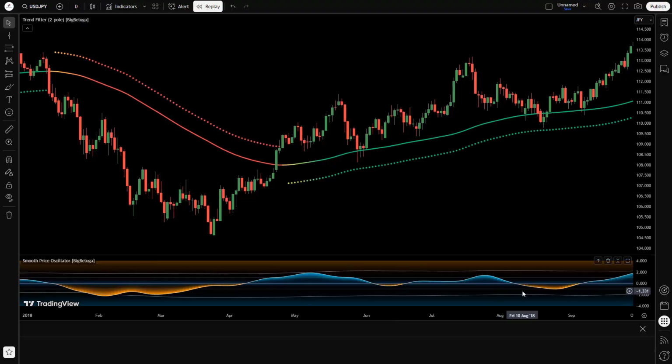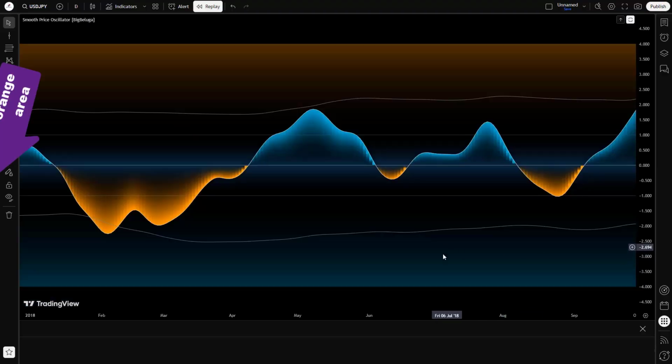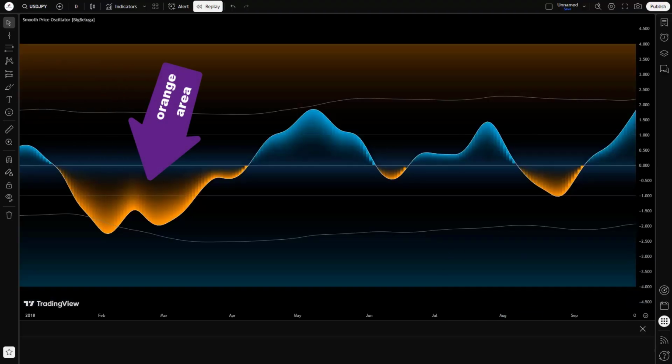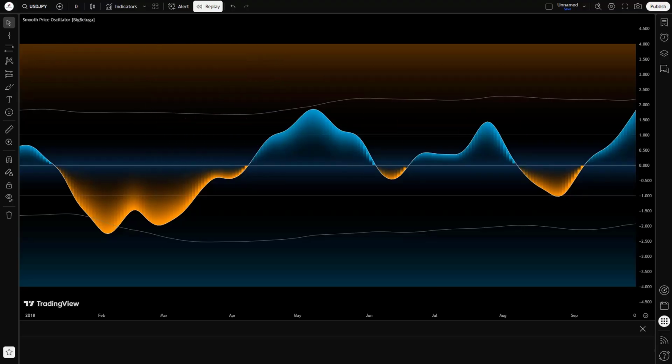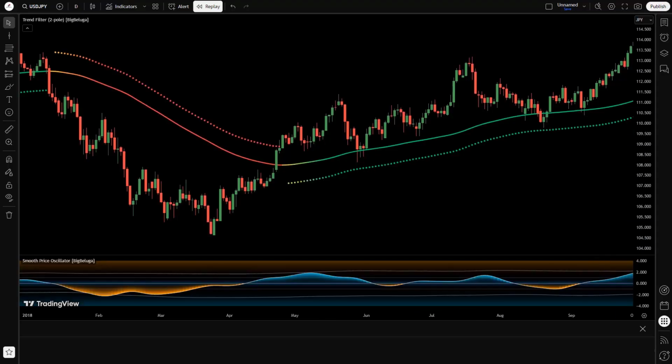Now let's know how to use this indicator. When the Smooth Price Oscillator indicator forms an orange area, we have to take a sell order. And when the Smooth Price Oscillator indicator forms a blue area, we have to take a buy order. Let's now use both indicators together.